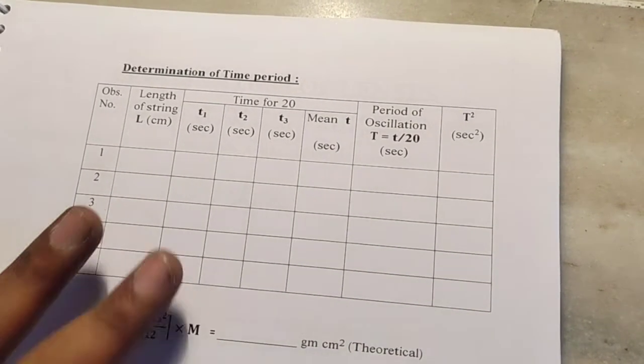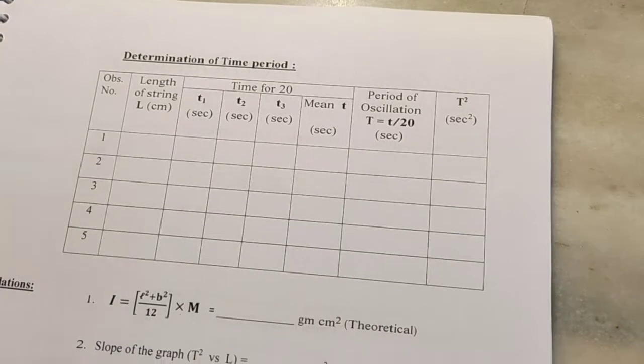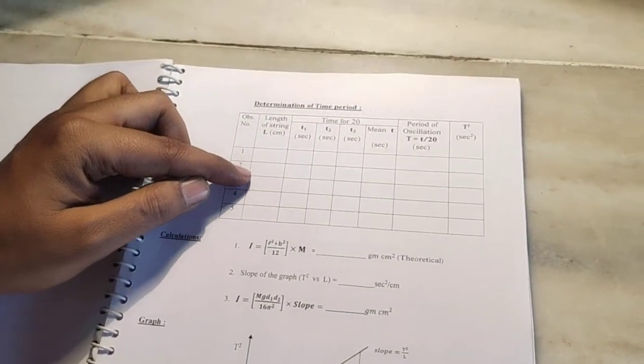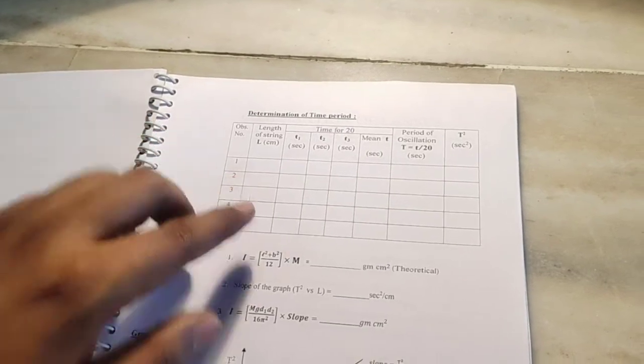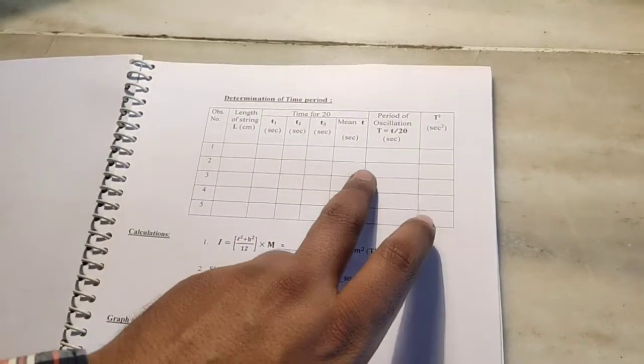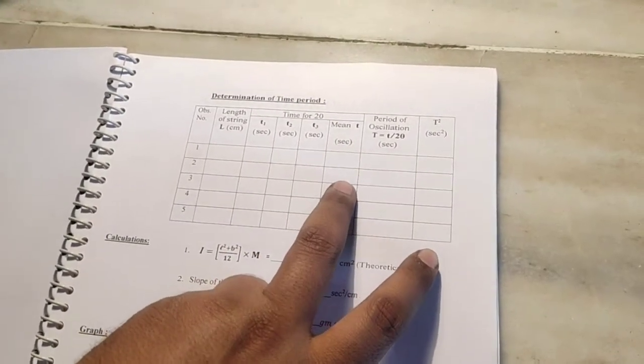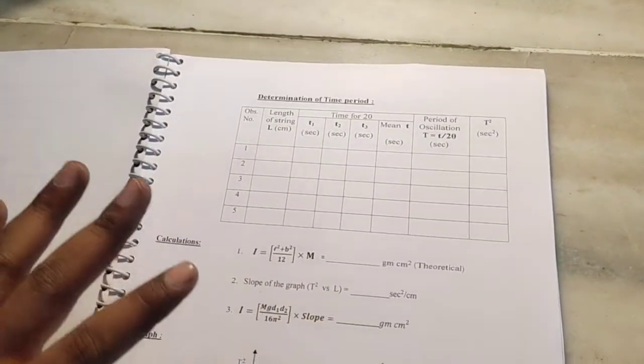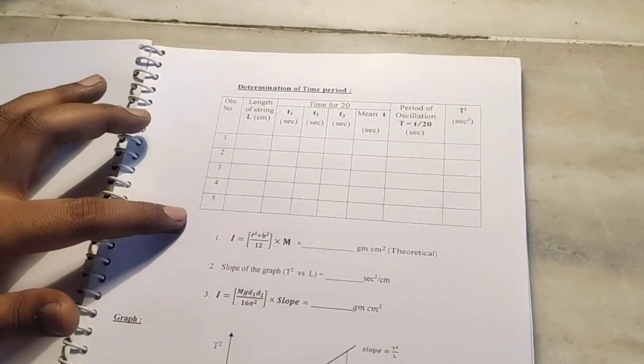After getting one set of readings, what you have to do is reduce the length by 5 centimeter, and then take a reading for 20 oscillations again, thrice. Find the mean, then the time period, and then we will do the calculation. So at least 5 readings you have to take.